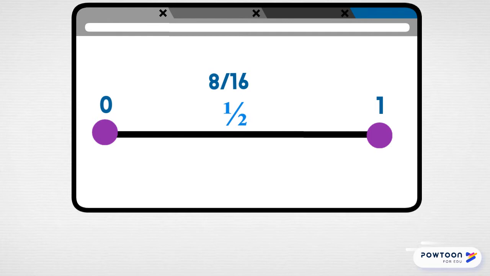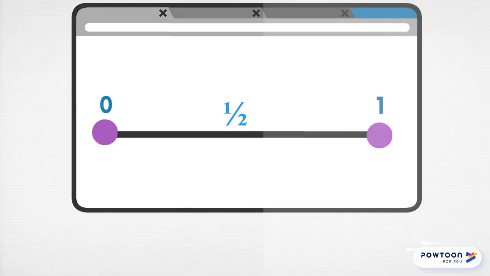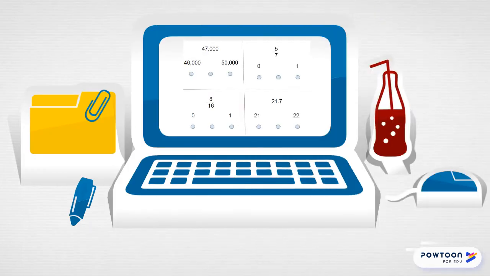We figured it out. 8/16 is right in the middle between 0 and 1. Now I can confidently put my dot right in the middle between 0 and 1, because I know that 8/16 is half. Did you figure that one out too? I'm sure you did.